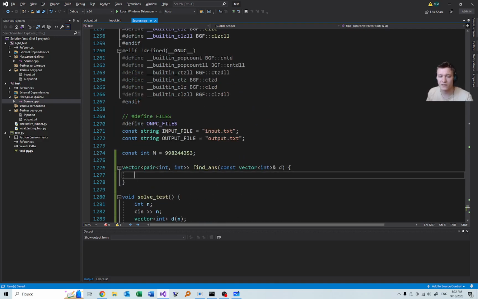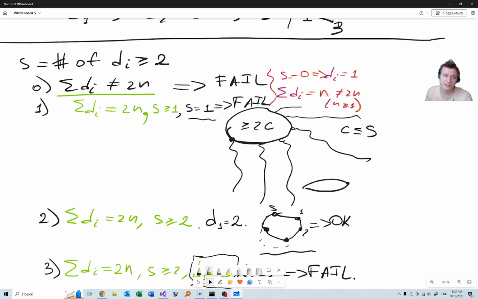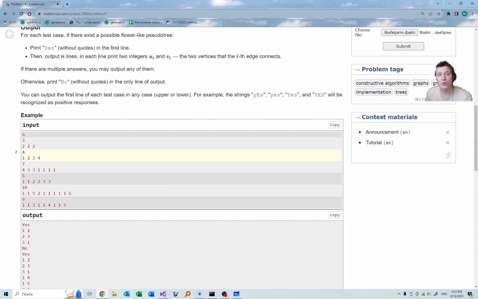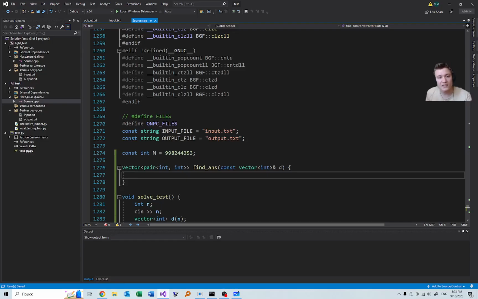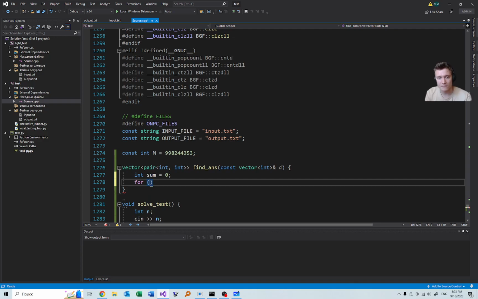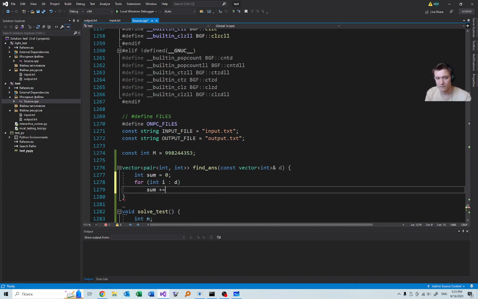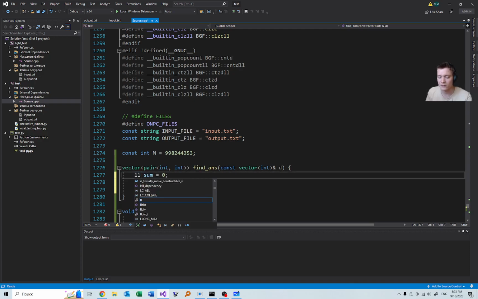Okay, now we need to find the answer. So we will look at the cases and do the thing that is said here. First of all, we need to find the sum of degrees. And this is an important point. You should always look at the constraints. So the degrees here are at most n, so at most a million. And the number of degrees is also at most a million. So the sum of degrees is at most 10 to the 12th. And this cannot fit in int. So I am sure that if I put them in int, this will overflow and there is a counter-test for that. So we need to put long here.